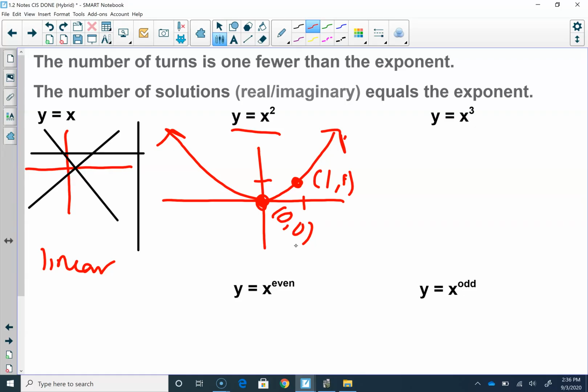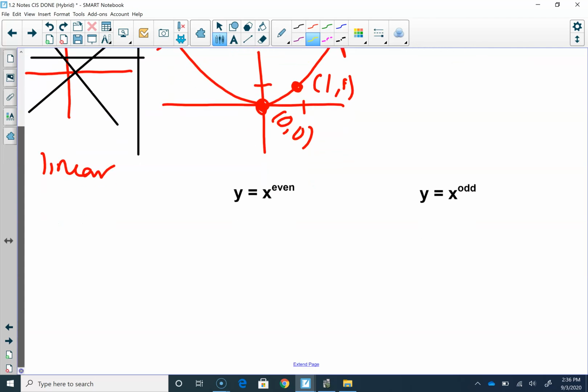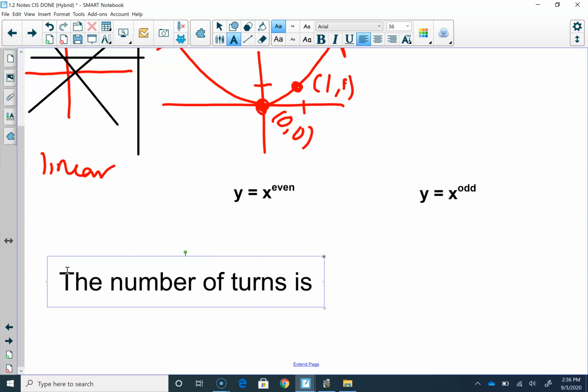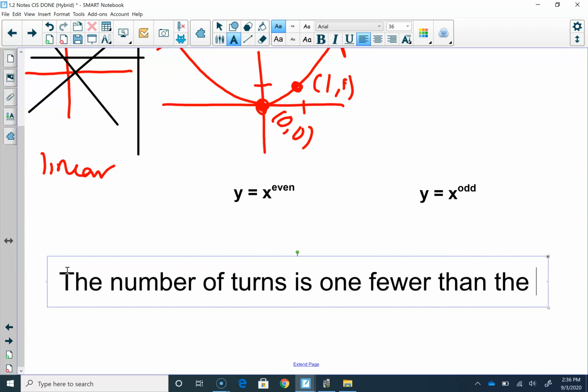A couple things that we want to know about graphs: the number of solutions, real or imaginary, equals the exponent. And another thing that we would know about the graphs, I'm going to just slide this down here so you can see it. The number of turns is one fewer than the exponent. I'm going to write that down here, and actually I'm going to type it down here. The number of turns is one fewer than the exponent.